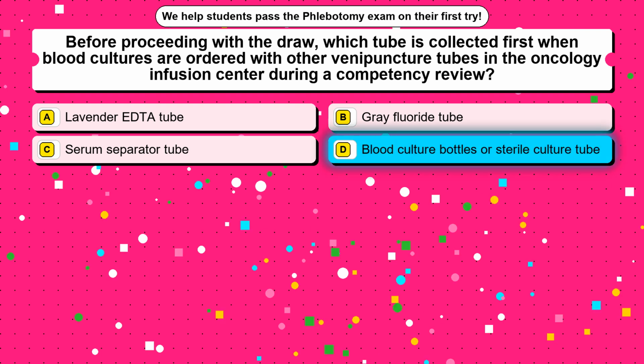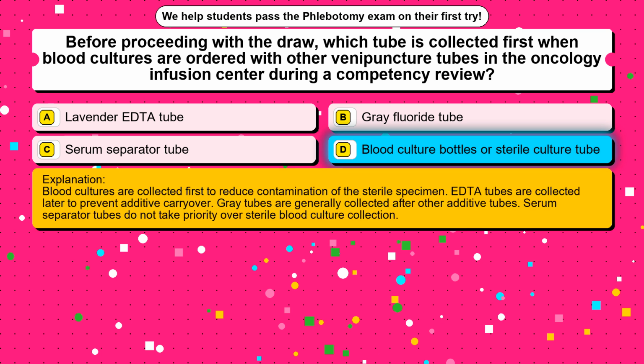The correct answer is option D. Blood culture bottles or sterile culture tube. Blood cultures are collected first to reduce contamination of the sterile specimen. EDTA tubes are collected later to prevent additive carryover. Gray tubes are generally collected after other additive tubes. Serum separator tubes do not take priority over sterile blood culture collection.